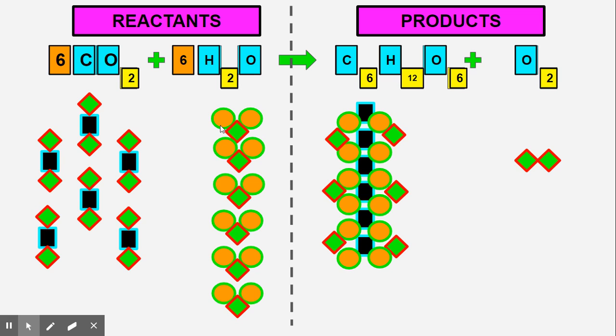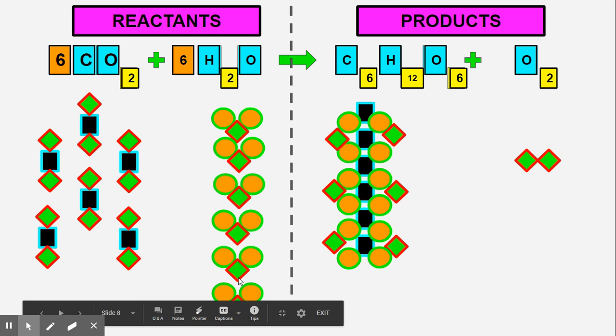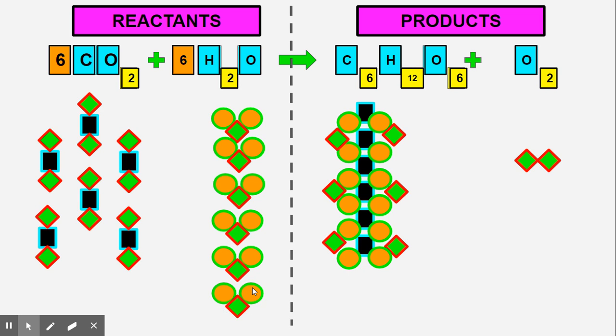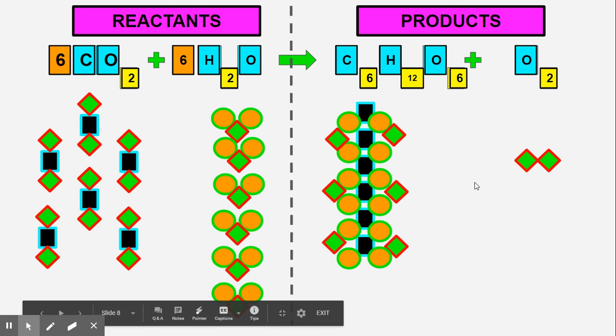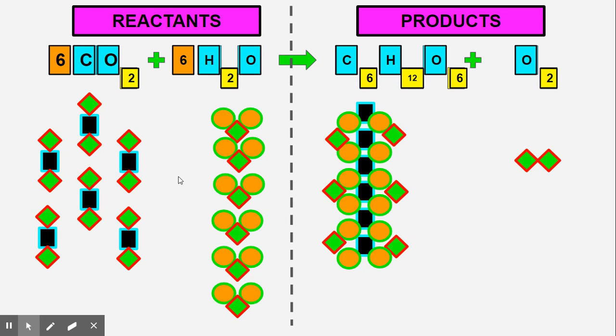My hydrogens are good now because there's 12 hydrogens over here, and I have 12 over here. So my carbons and hydrogens are now equal. But now I have to fix my oxygen problem. Over here, I have 18 total oxygens. Here I have 6. So 18 minus 6, I would need 12 oxygens over here to make this completely balanced.